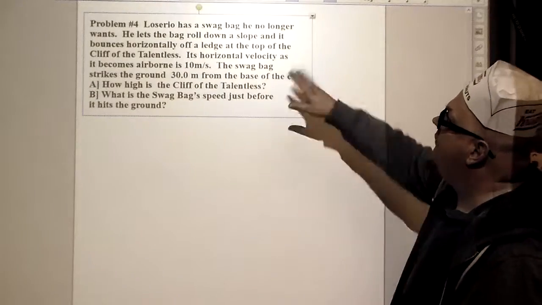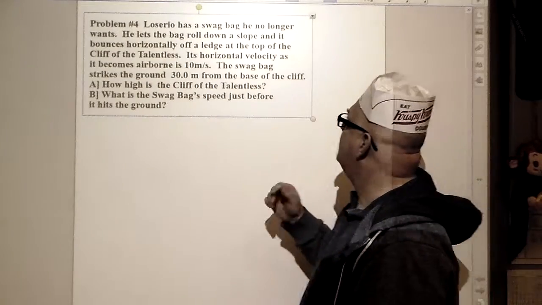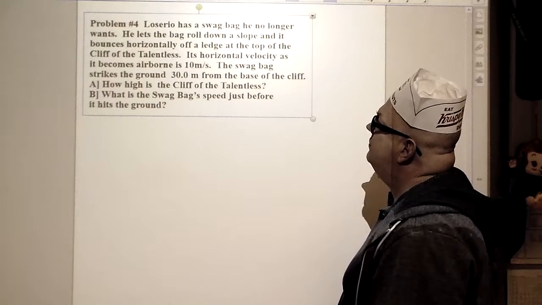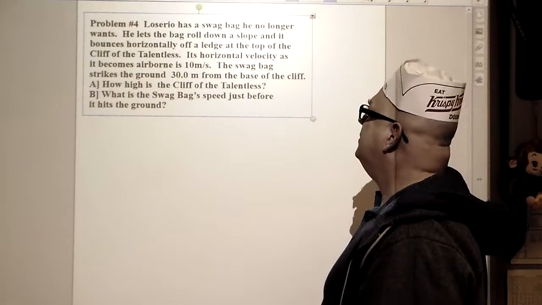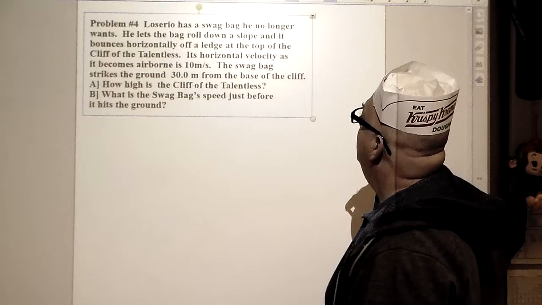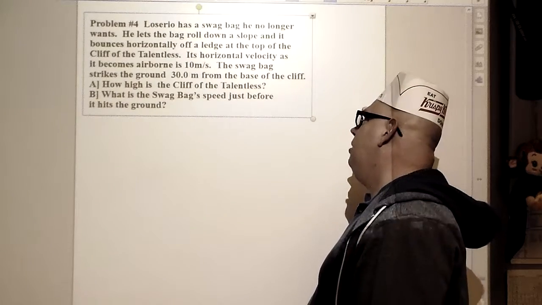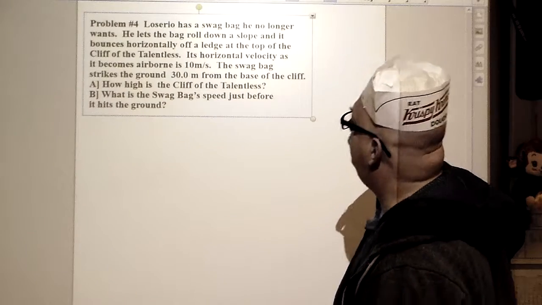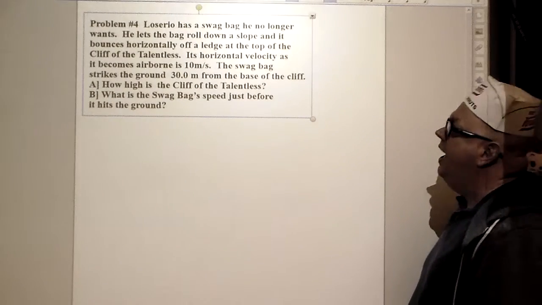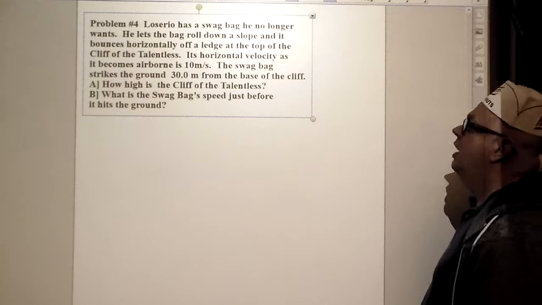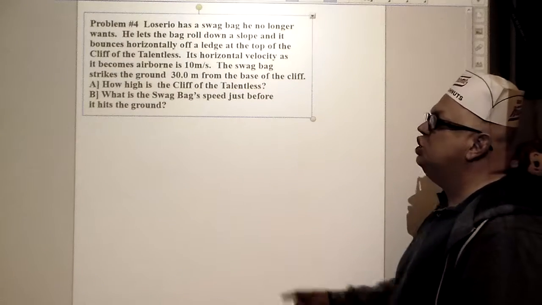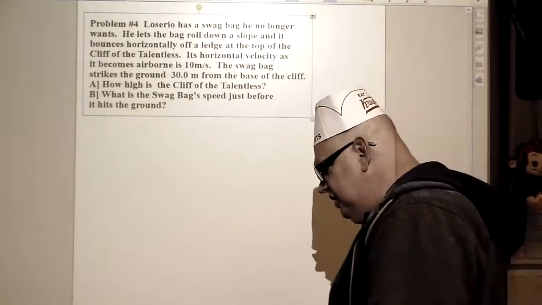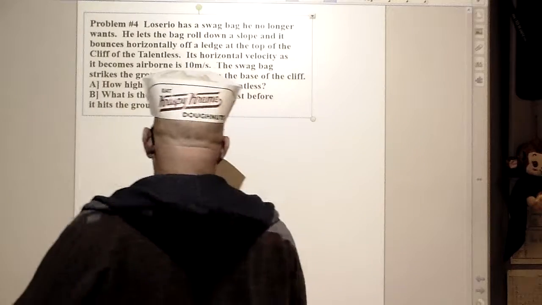So here, we've got another one. Lucerio has a swag bag he no longer wants. He lets the bag roll down a slope and it bounces horizontally off the ledge at the top of the cliff of the Talentless. Its horizontal velocity as it becomes airborne is 10 meters per second. The swag bag strikes the ground 30 meters from the base of the cliff. How high is the cliff of the Talentless, and what is the swag bag's speed just before it hits the ground?